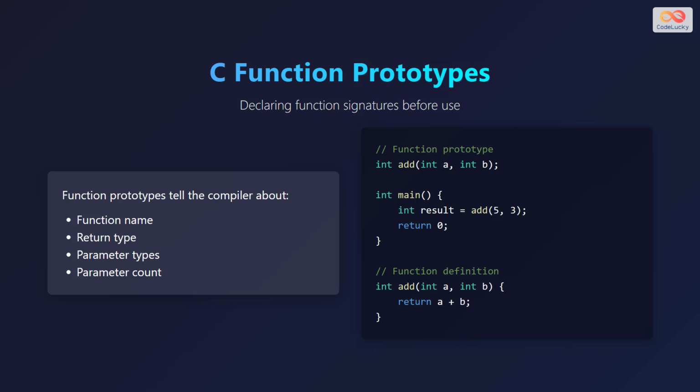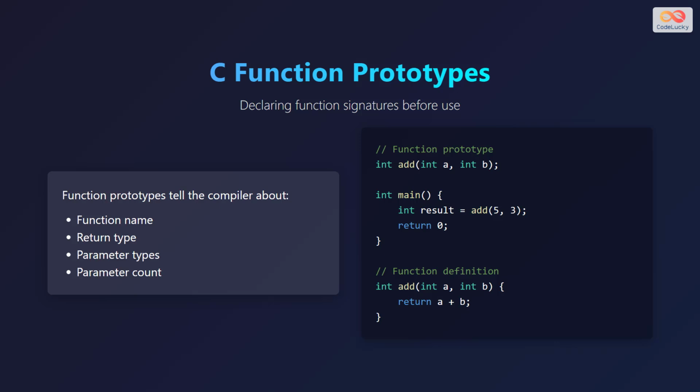In the content part on the left, we have a description that says function prototypes tell the compiler about function name, return type, parameter types, and parameter count. On the right, there is a code example. Let us understand the code. The first line that begins with a /* is a comment which says, function prototype.